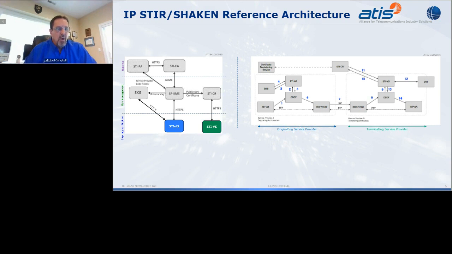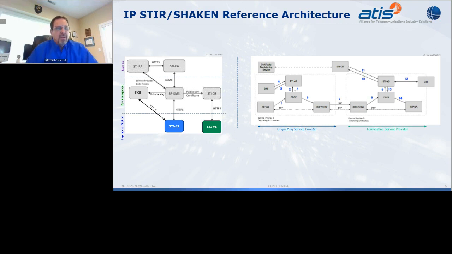So that's a quick walkthrough of how STIR/SHAKEN works at an architecture level. And if I summarize that, a carrier gets registered with the STI-PA. They generate keys at their SP-KMS, generate certificates through the STI-CA, and then use those certificates to sign calls via the authentication service. And if they're receiving calls, they can verify the signatures that they've received using the STI-VS, which will then go back and check the certificates that have been made available by the originating carrier. So that's a whirlwind tour of how STIR/SHAKEN works at an architecture level.